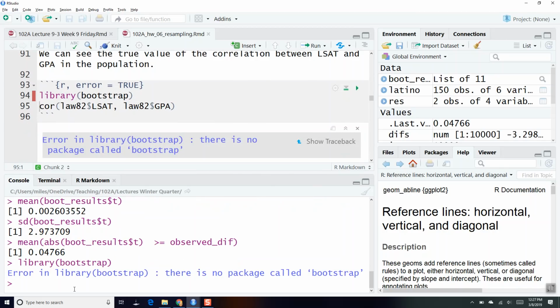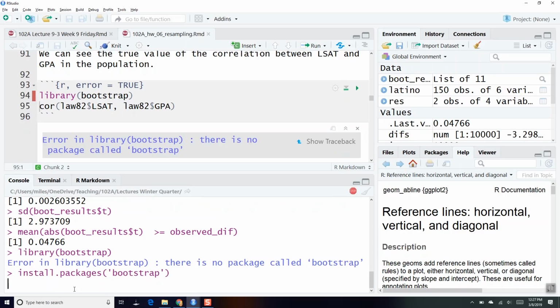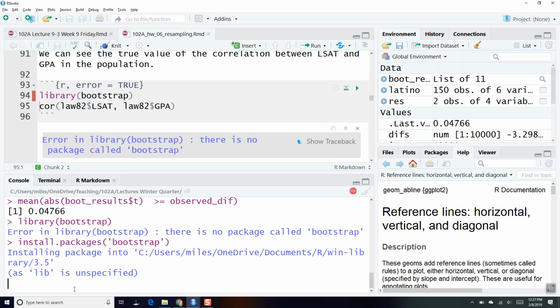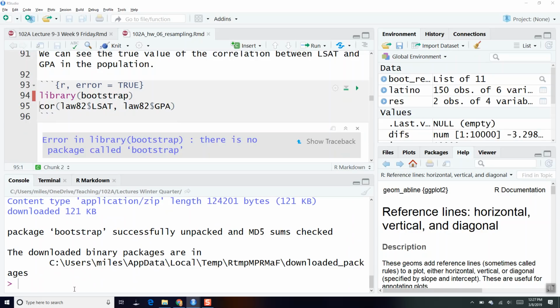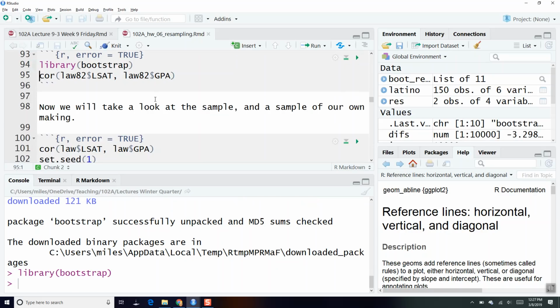There's no package called bootstrap. All right. Guess I have to reinstall this or something. Okay, let's try this again.